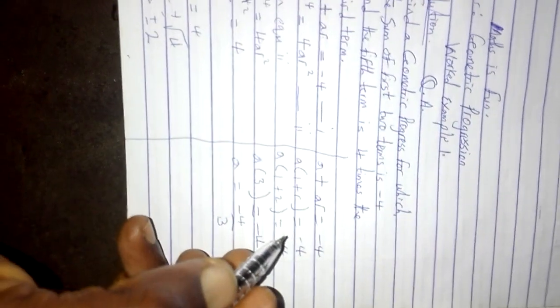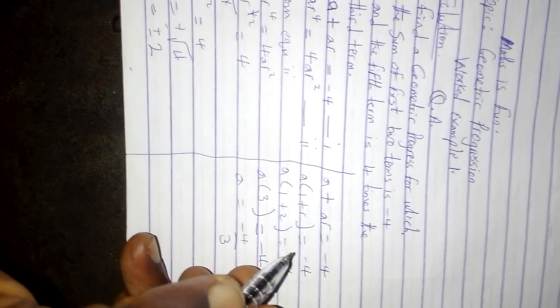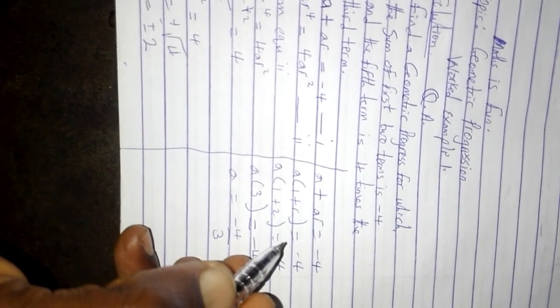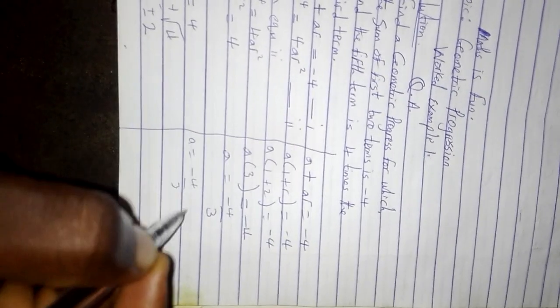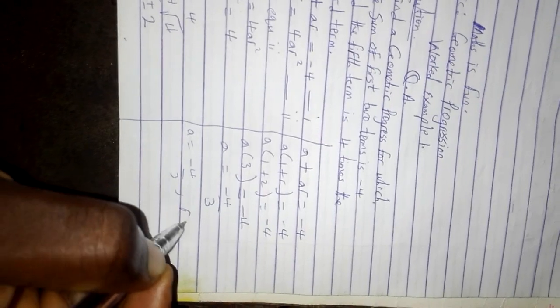Now we have gotten our first term, and we have also gotten our common ratio. The first term is minus 4 over 3, while our common ratio is plus or minus 2. So we can now write the progressions from this. So how do we write it?